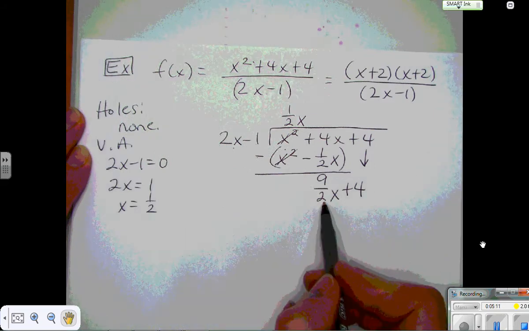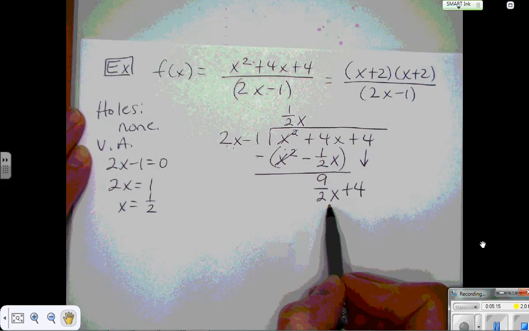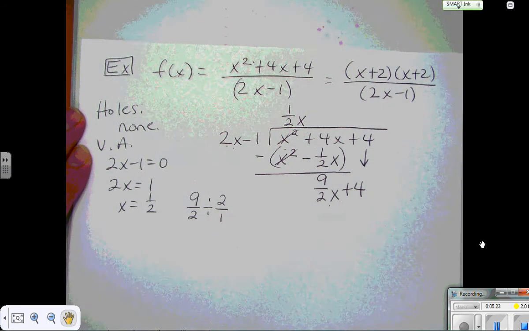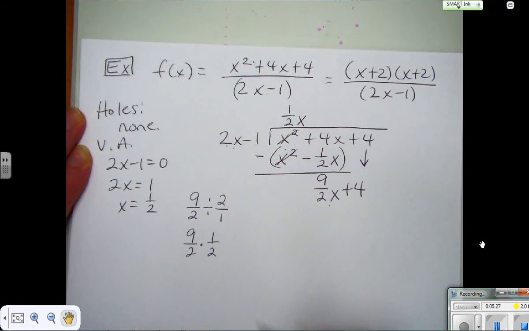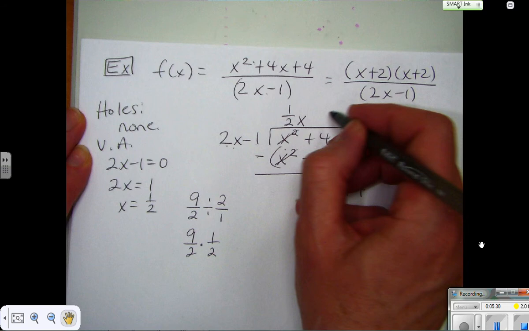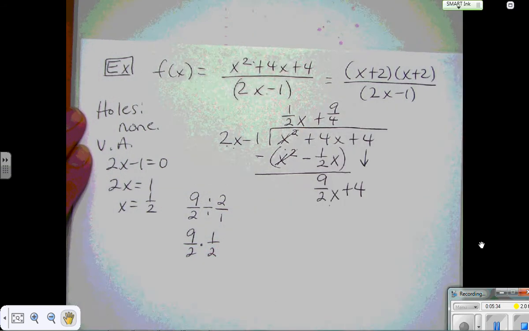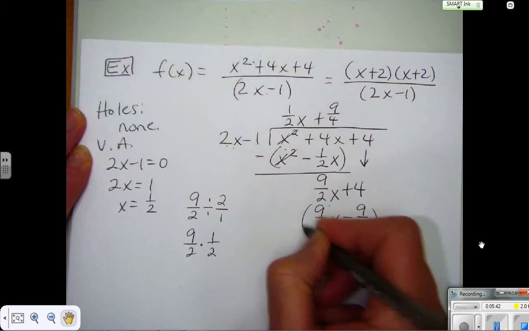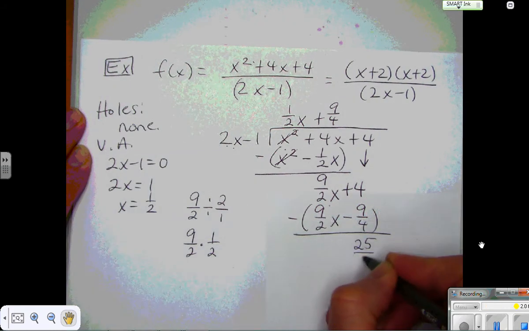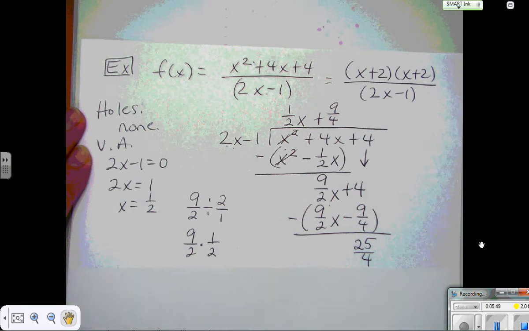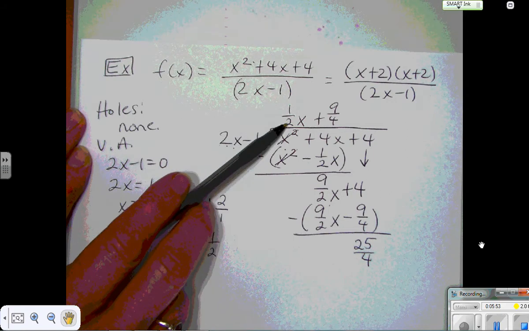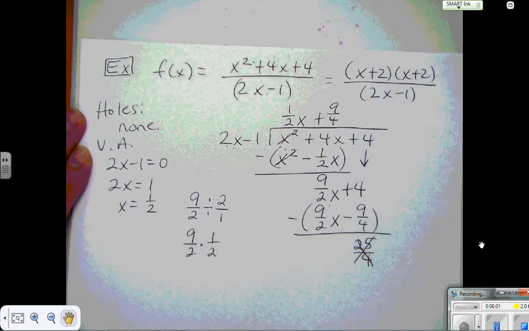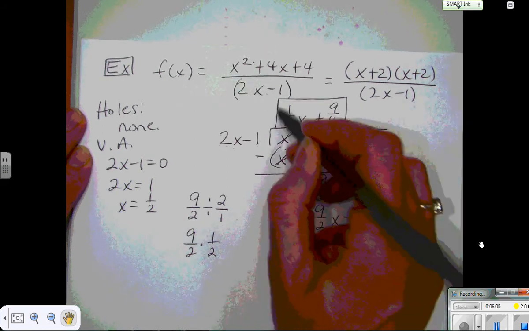Okay, so I want to divide 2x goes into 9 over 2x. So what happens whenever you have a fraction and you're dividing by a number, remember you flip the second number and multiply them together. So 9 over 2 divided by 2 is actually going to be 9 over 4. And you can multiply that back through, so that'll be 9 over 2x minus 9 over 4, and subtract. And you do have this remainder of 25 over 4, but it's not going to affect the line. You already have your line. You have your slope and your constant. That's your slanted line. So we don't really need the remainder. Okay, it's not important. This is your slant or oblique asymptote.